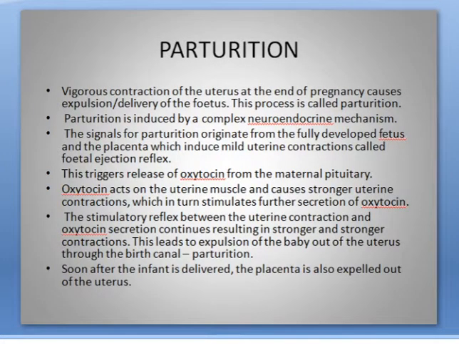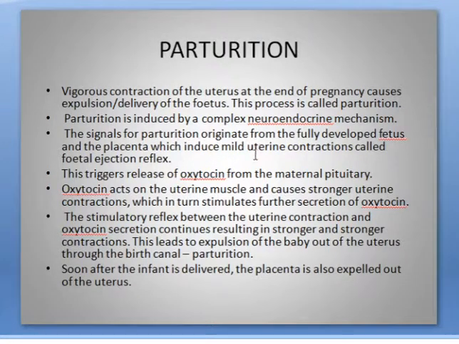Finally, after 9 months, the fetus is ready for delivery, and the delivery of the baby is known as parturition. So vigorous contraction of the uterus at the end of pregnancy causes expulsion, delivery of the fetus. This is called parturition. Parturition is a neuroendocrine mechanism, and the signals originate from a fully developed fetus and the placenta. When the fetus is fully developed, the placenta and the fetus give out neural signals to the brain.